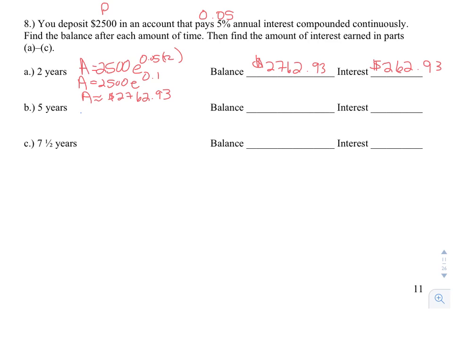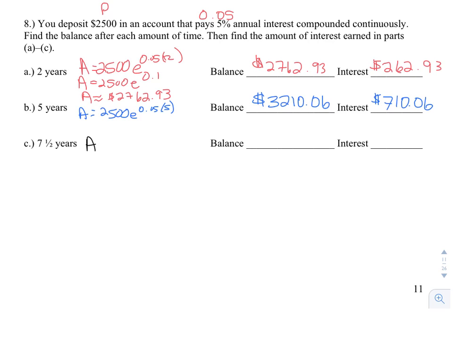For the second example, we just changed it to 5 years. So still $2,500 for our principal, still e to the 0.05, but this time times 5. And if you type that approximation into your calculator, you should find that the balance is $3,210.06. So if you subtract out the $2,500 you deposited, you'll see that you've earned $710.06 of interest.